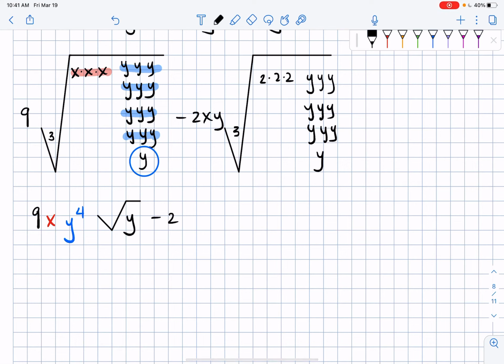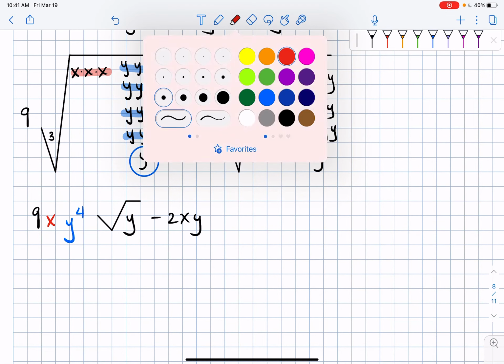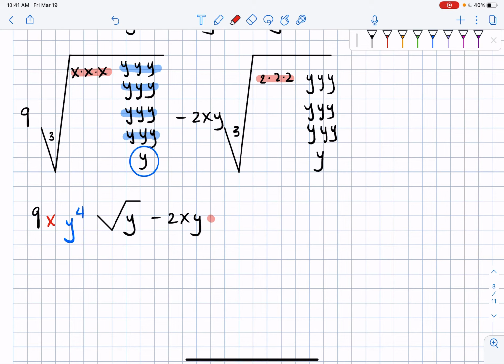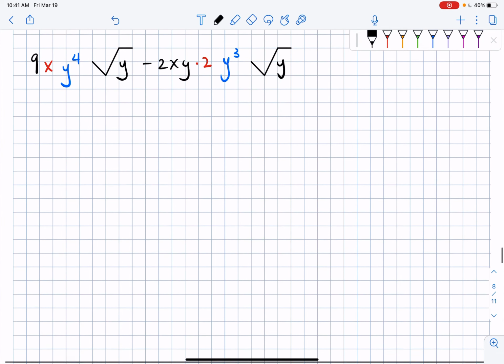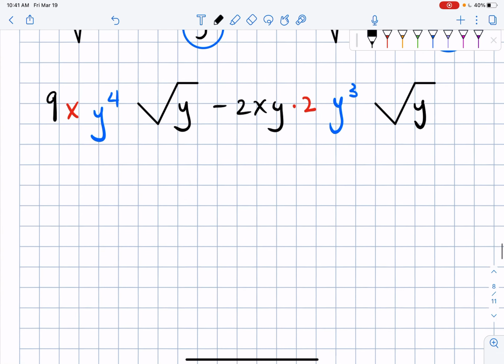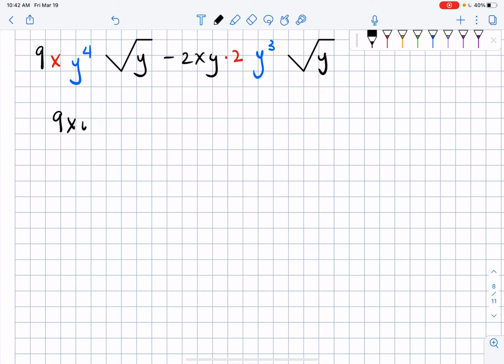Okay, minus 2xy. All right, let's look at this again. I got a group of 2, so, times 2. And then when I look at the y's, I got 1, 2, 3, with again a y left over. Okay? So that means I have y to the third with a y left. All right? So let's go ahead and simplify this first. So I have, let's focus on just the first one. The first one looks like just a 9xy to the fourth.